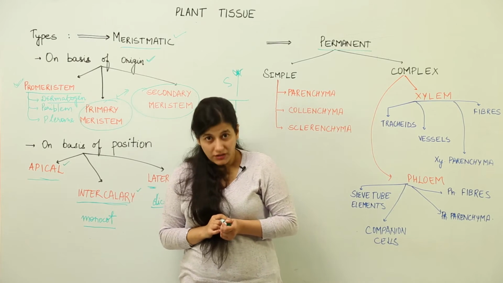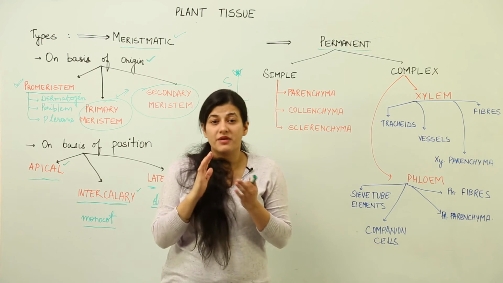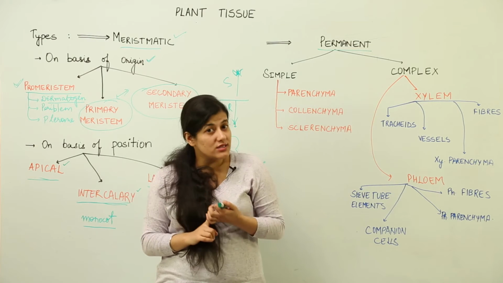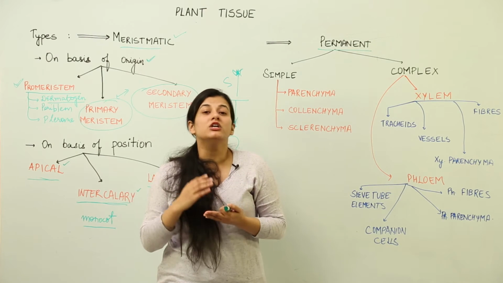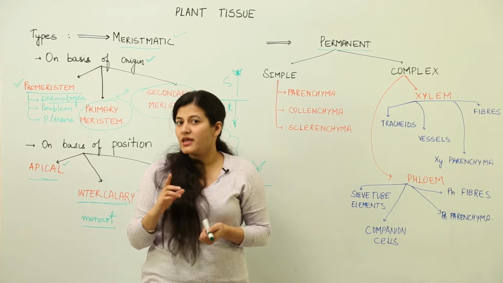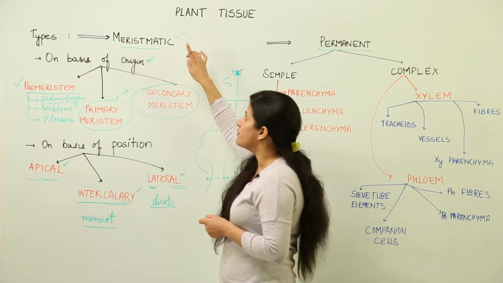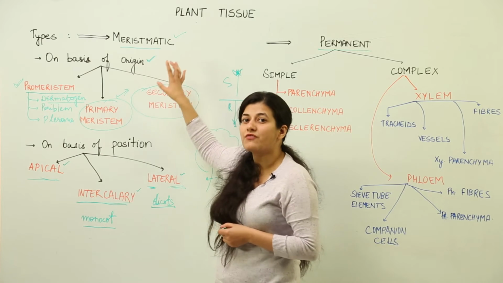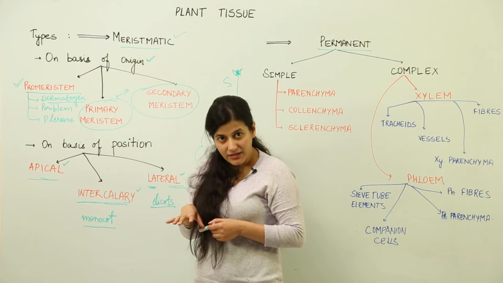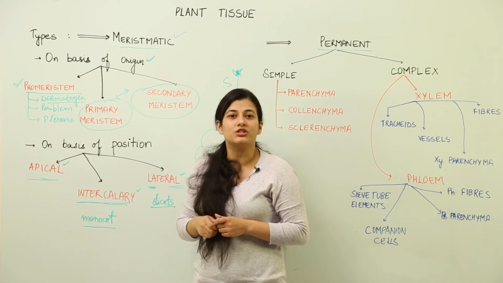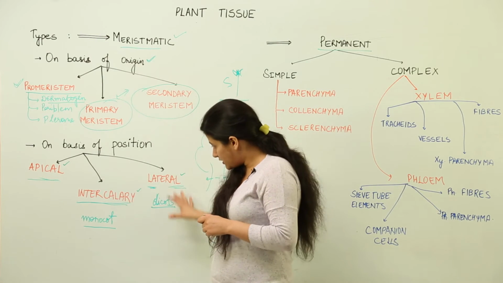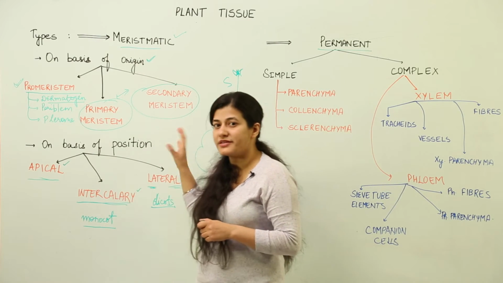Meristematic cells, or the tissue, whenever we talk about the meristematic tissue, has those cells which have the ability to give rise to new cells. They do not lose their ability to divide. That is why a meristematic tissue can give rise to the entire plant and still not lose its ability to divide. This is the entire classification of meristematic tissue.